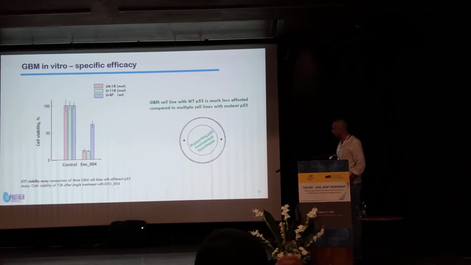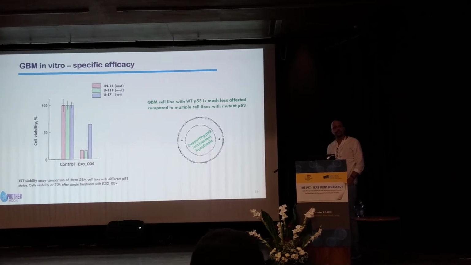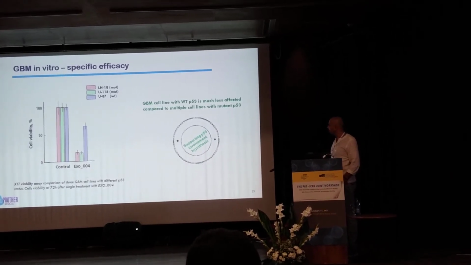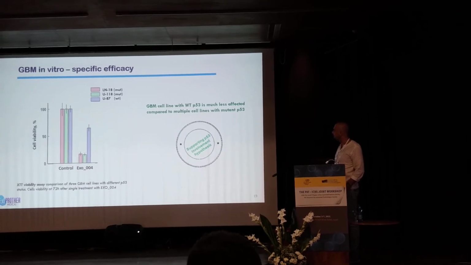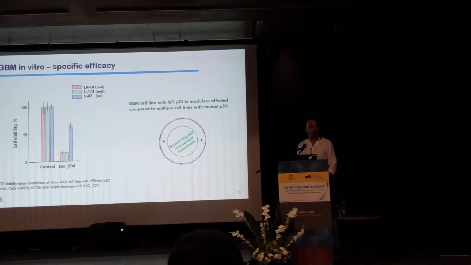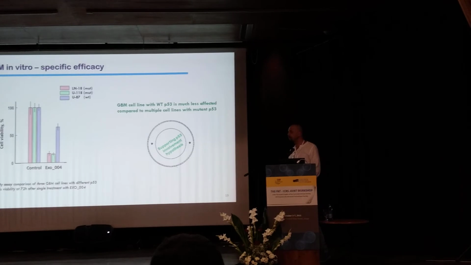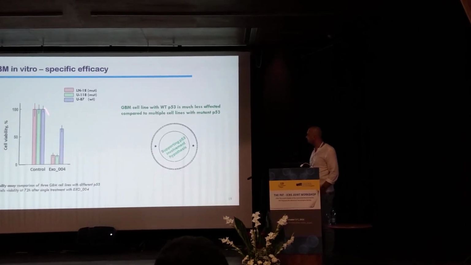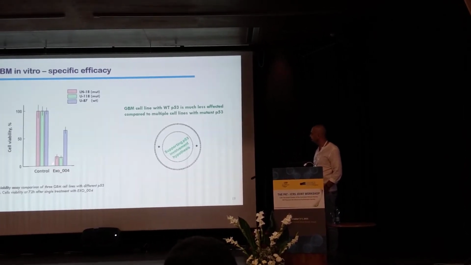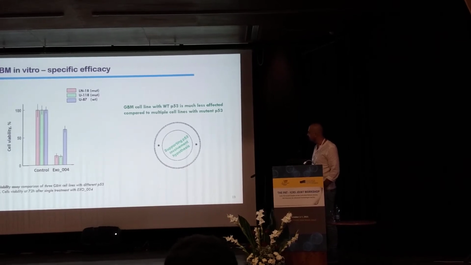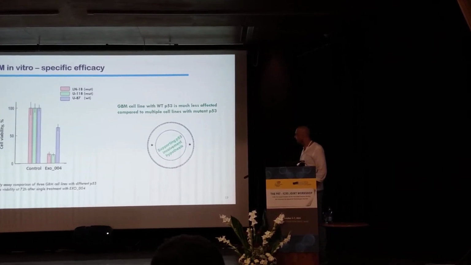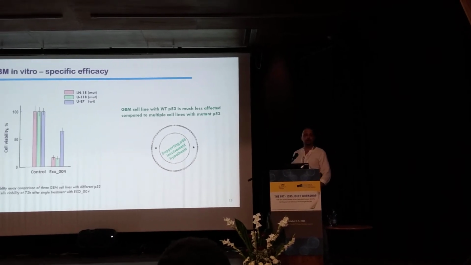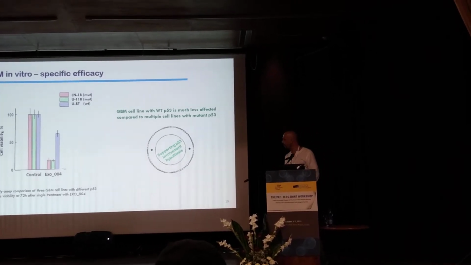Next, we tried different cell lines of glioblastoma in vitro. You see three different cell lines here, two of which are p53 mutated and one of which is not. The p53 mutated cell lines have much higher efficacy and respond very well. And again, it supports our hypothesis of p53 involvement here.